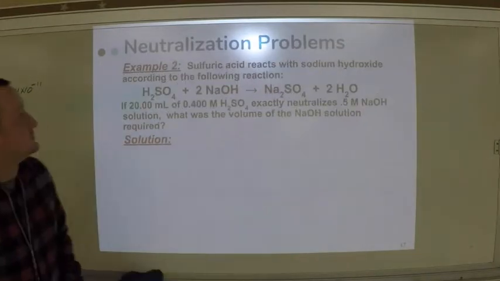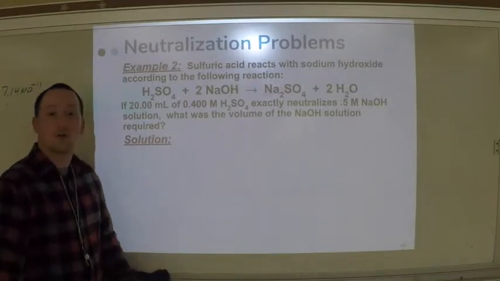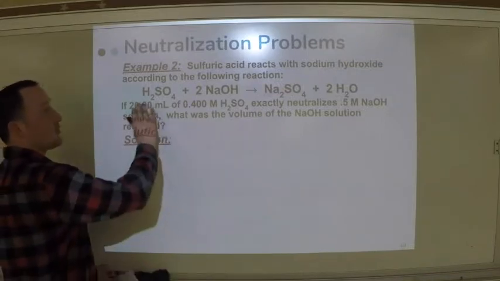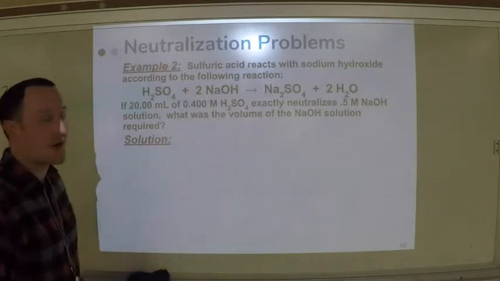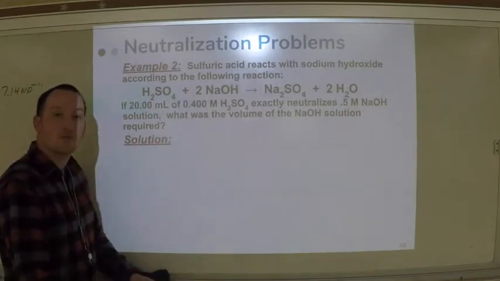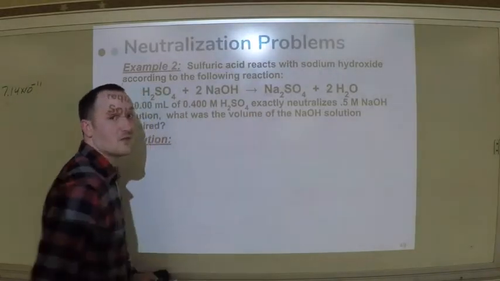All right, let's try another. So now it says sulfuric acid reacts with sodium hydroxide according to the following reaction. Here's my sodium hydroxide, here's my sulfuric acid. I know that it's a neutralization because there's an acid and a base reacting. Notice that the equation is already balanced for us.